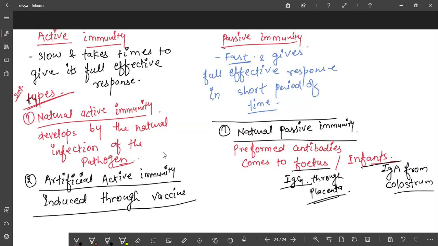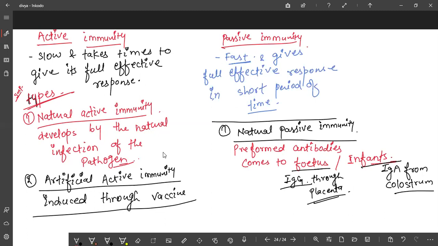Okay. So we will discuss here the types of active and passive immunity. Again, active immunity and passive immunity have each been classified into two types. For active immunity, it is natural active immunity, and the second is artificial active immunity. Is it clear to you?